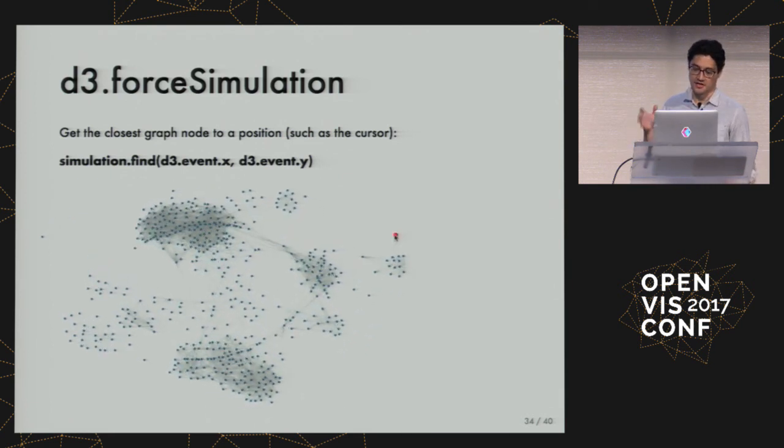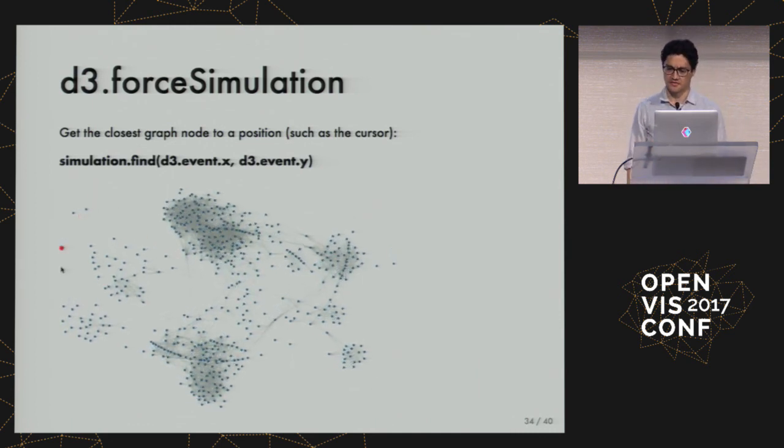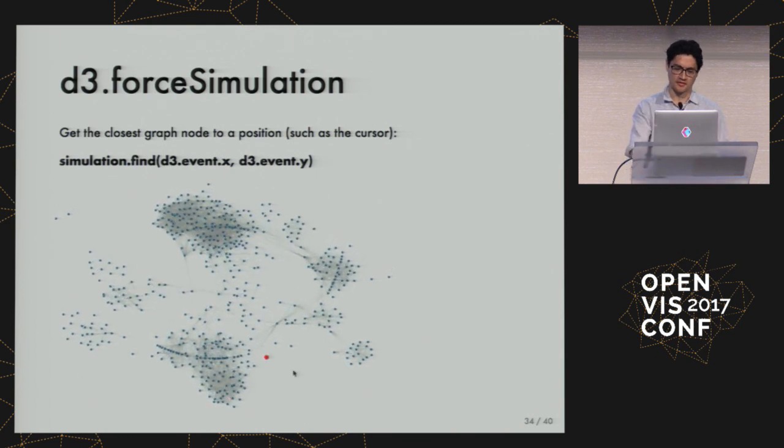Tens of thousands of objects. So I'm talking about nodes and edges. So here I think there's about 6,000 if you add up all the nodes and edges.